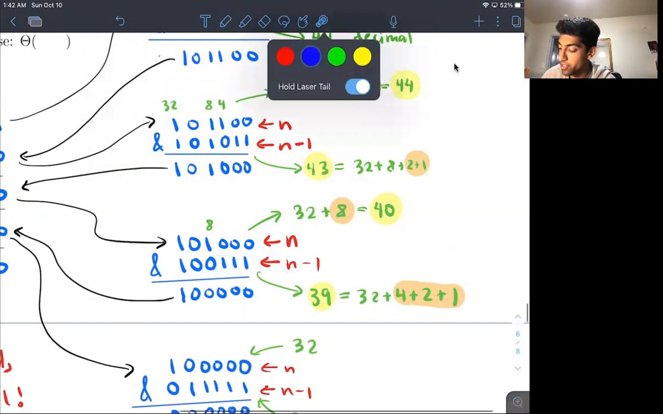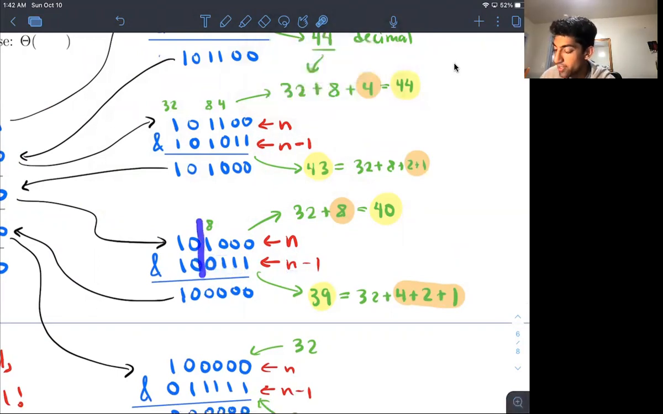Because these two numbers are identical up till this point. So after this point, in order for the sums to be n and n minus 1, there needs to be a 7 here. So what we'll see is that n minus 1 is always going to have 1s in all of n's trailing zeros, and for n's rightmost 1, it'll have a 0 there. And because of that, when we AND n and n minus 1, we basically get rid of this 1. Okay?